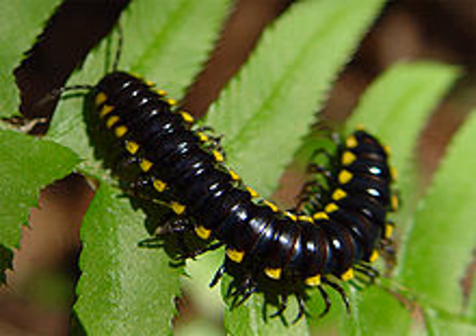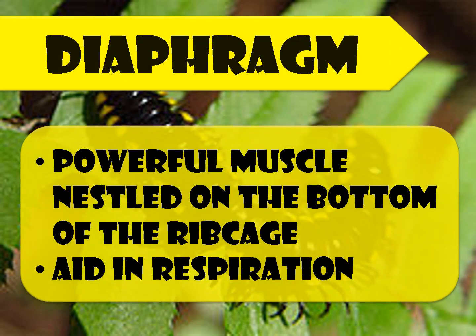Lastly, we have the diaphragm. A diaphragm is a powerful muscle nestled at the bottom of the rib cage, and it aids in respiration.